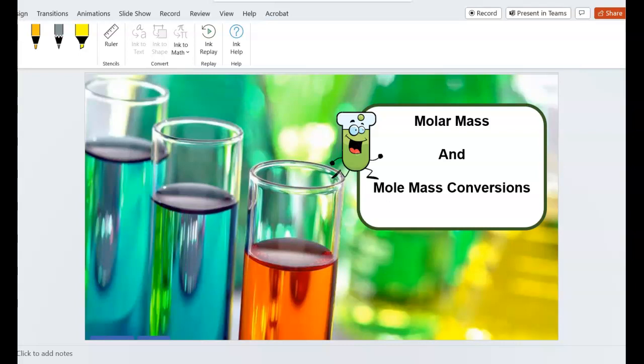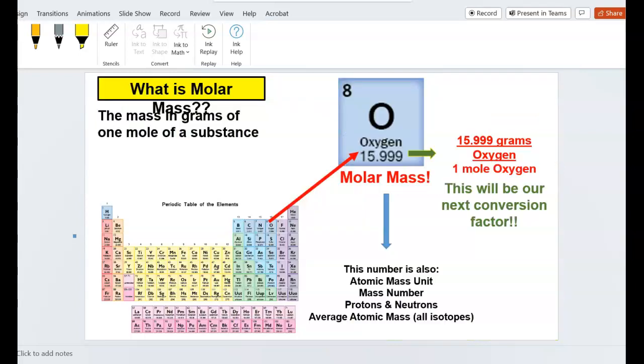The second one has to do with mass. And the conversion factor for mass is something called molar mass. So we need to use that first, and then we could go back to the dimensional analysis. So what I've done here is I've taken oxygen from the periodic table and blown it up so we could take a look at that box.